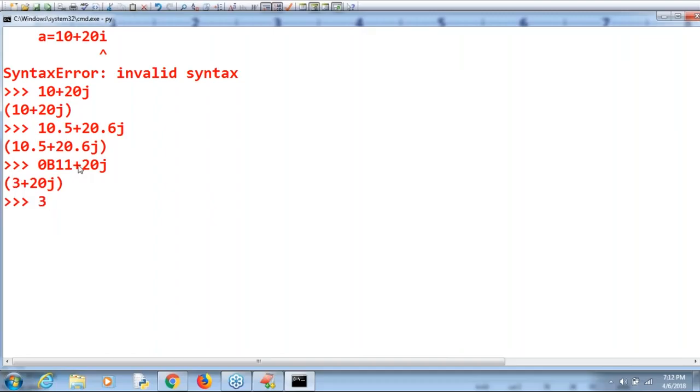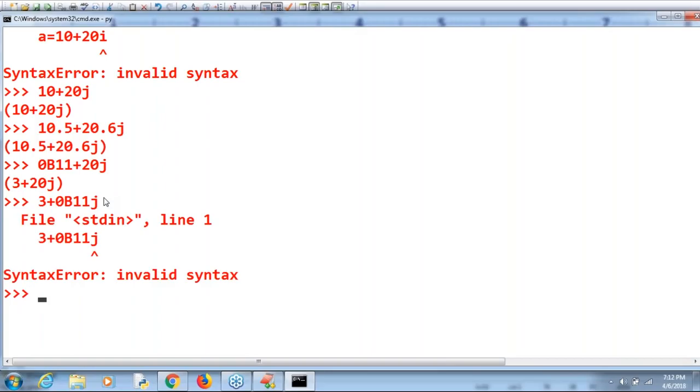Now I'm taking 3 plus 0B11j. What is the answer you are going to get by default? Is it valid or invalid? 100% invalid. Python will give an error. For the imaginary part, binary, octal, hexadecimal are not allowed. Invalid syntax. Clear?